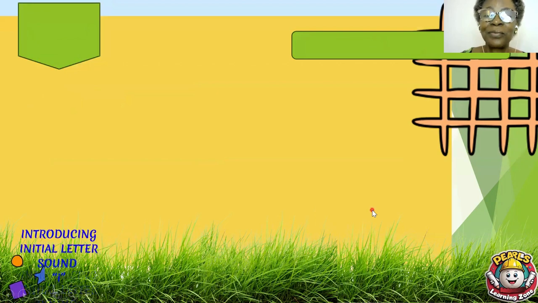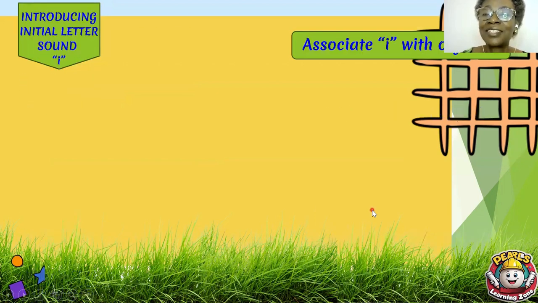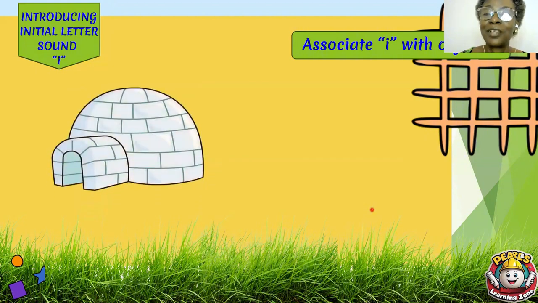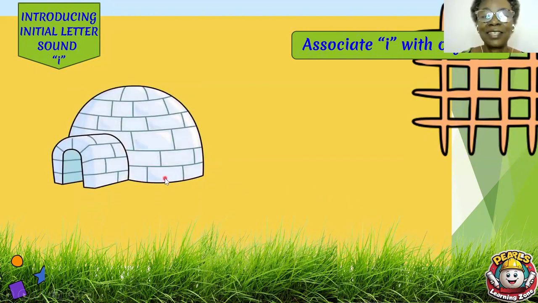You're doing great. Now we'll associate the letter sound E with objects. What is this? Igloo. Beginning letter sound there is E. Good job. Can you see it here in red ink? That's the E sound. E letter sound. E for igloo.